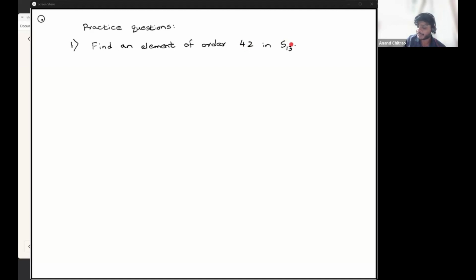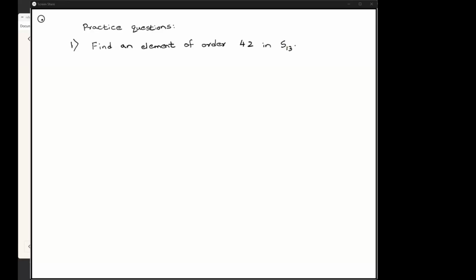How do you compute the order of elements inside S13? Sir, we will first partition the number 13, just like 7 and 6. But you're on the right track.